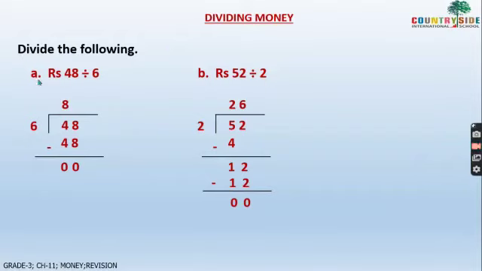Now children, division also you know, only rupee you have to write. So divide the following in this: rupee 48 divided by 6. So how you will do division, children? In 6 table 48 comes? Yes, 6 8s are 48. So here 48 minus 48 is equal to 0. Okay, so your answer is 8. Understood, children?